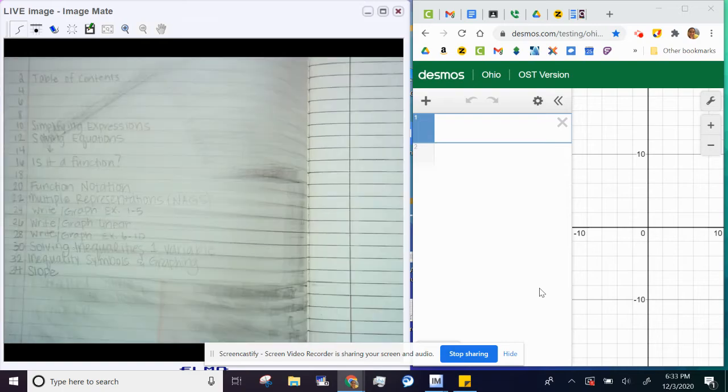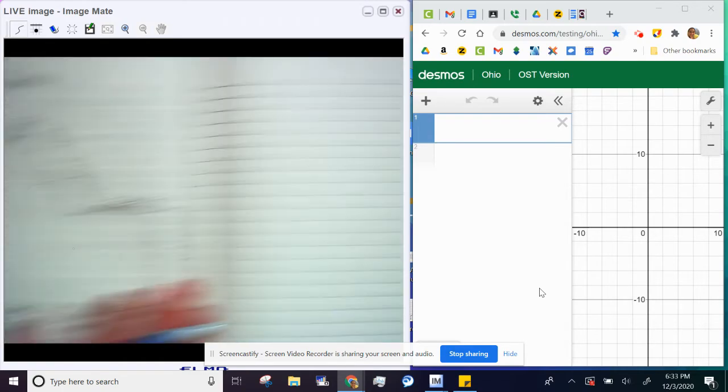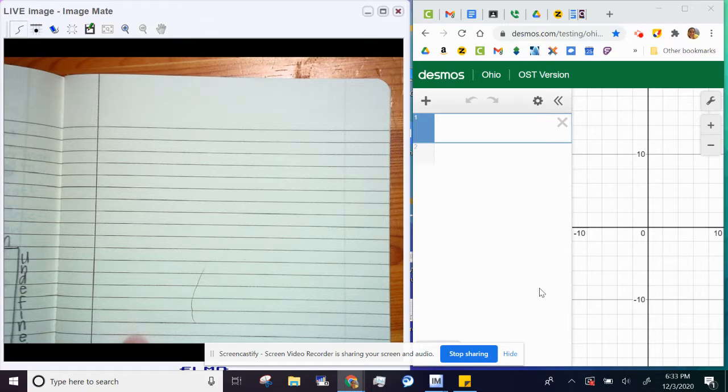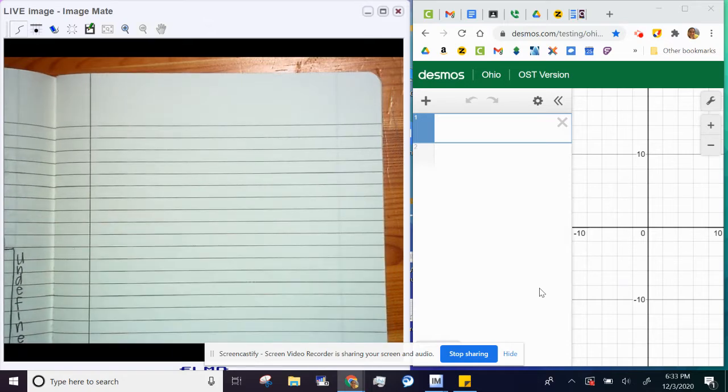Okay, so let's go back to page 34. We got slope dude already. We're going to go over here, and we are going to write our learning target at the very tip top of the page. Okay, so our learning target this time is I can find slope from NAGs. So multiple representations.